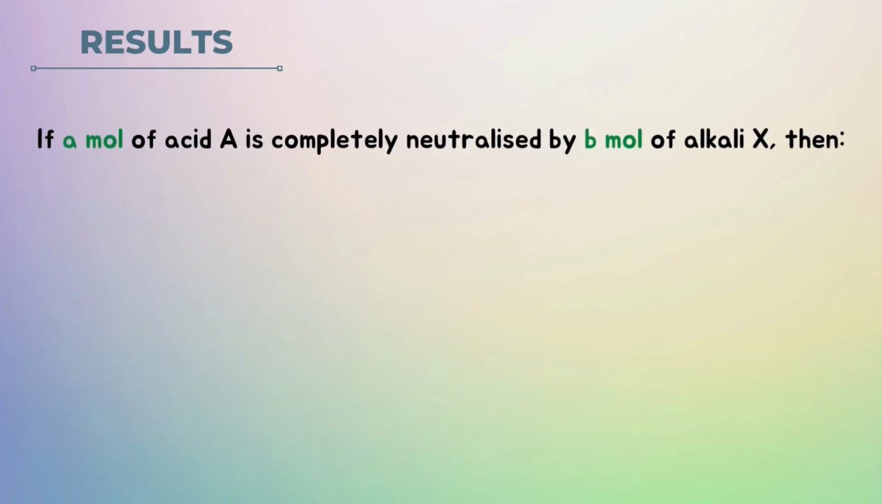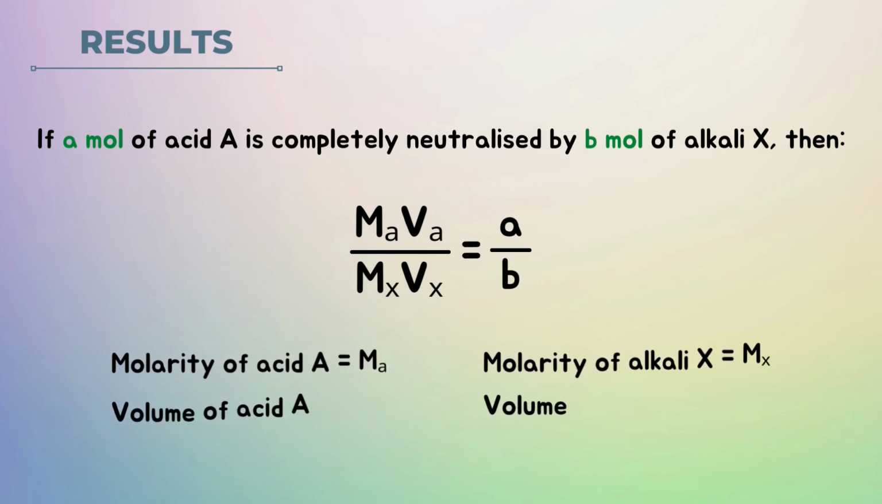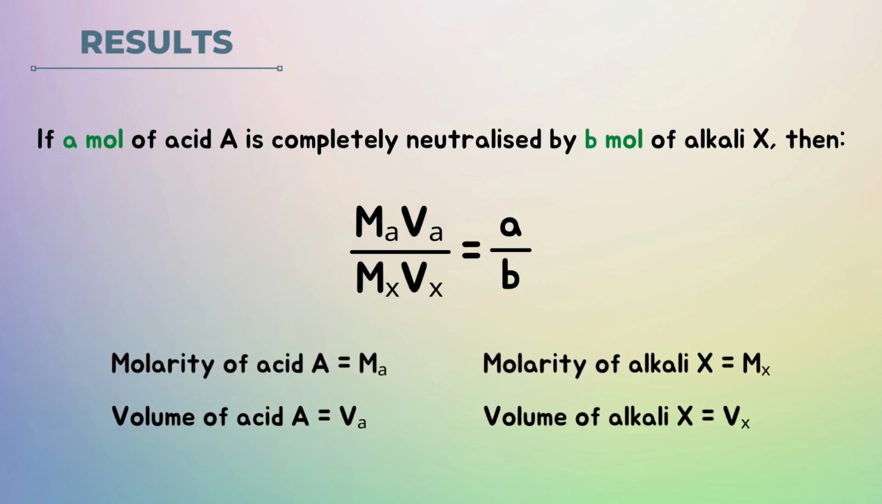And now, it's time to calculate the concentration of sodium hydroxide solution, NaOH. In order to do this, allow me to introduce the formula we will be using. If a mole of acid A is completely neutralized by b mole of alkali X, then MaVa over MxVx equals a over b, where Ma is the molarity of acid A, Va is the volume of acid A, Mx is the molarity of alkali X, and finally Vx is the volume of alkali X.